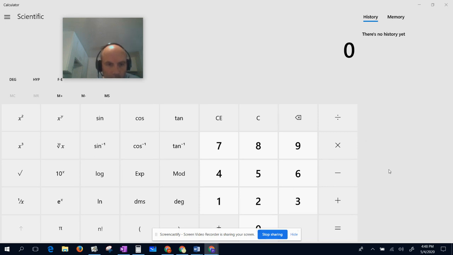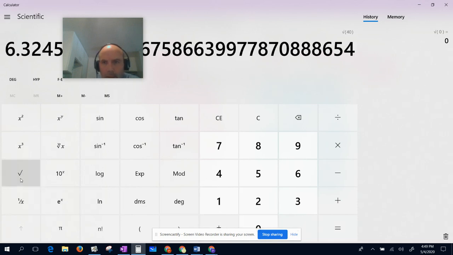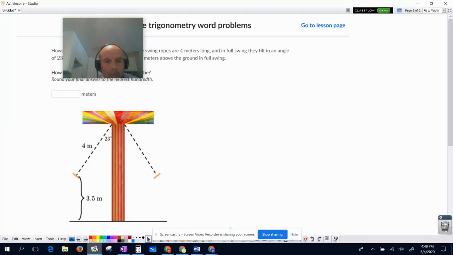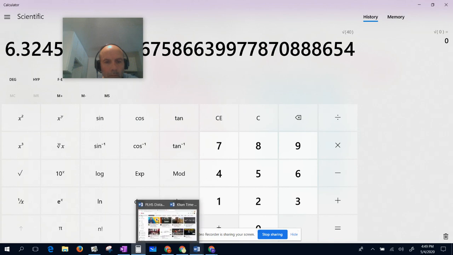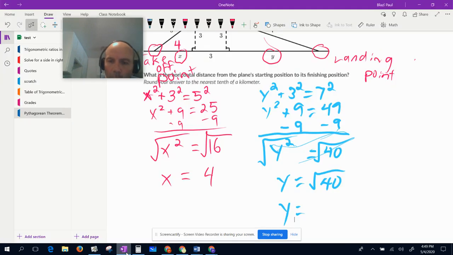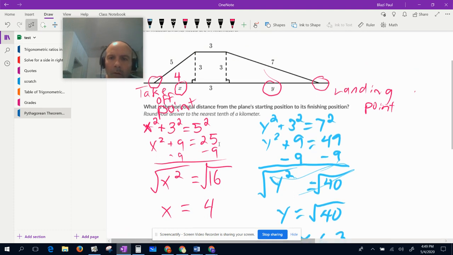Square root of 40. On this one, you got to punch in 40 and then push square root. 6.3. It says round to the nearest tenth, so 6.3. Let's go back to OneNote. So y is approximately 6.3. Okay, so let's scroll back up. So this is 6.3.